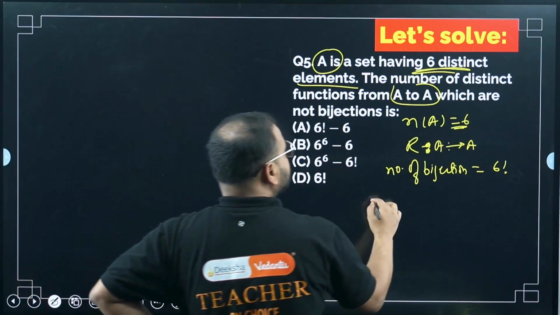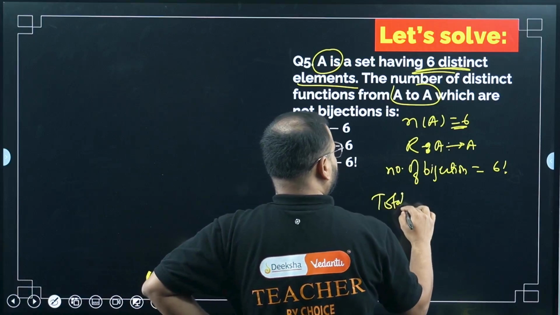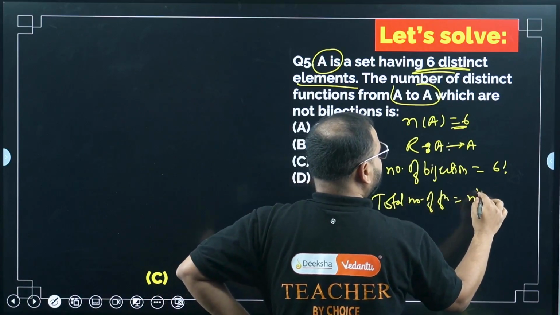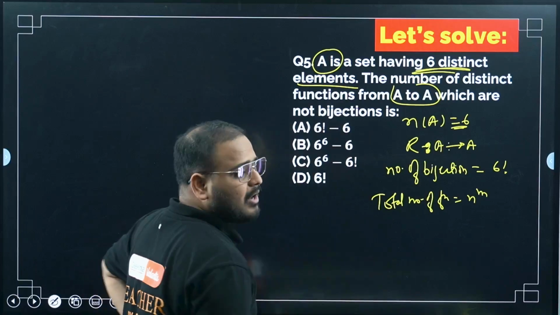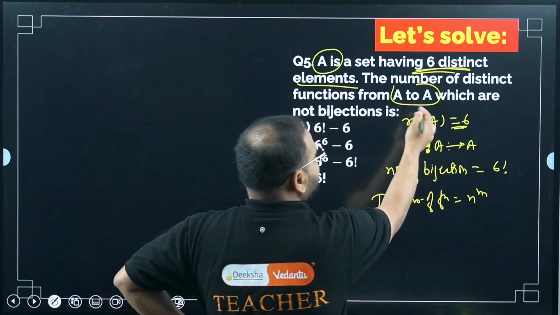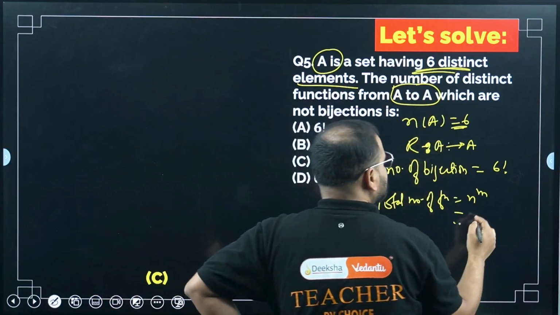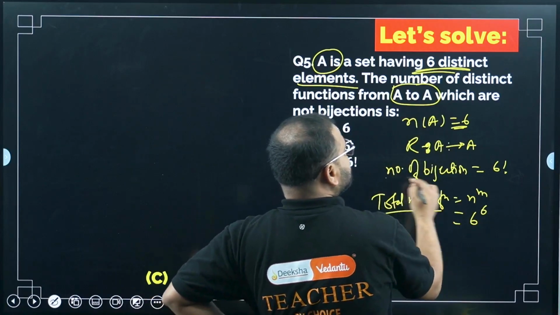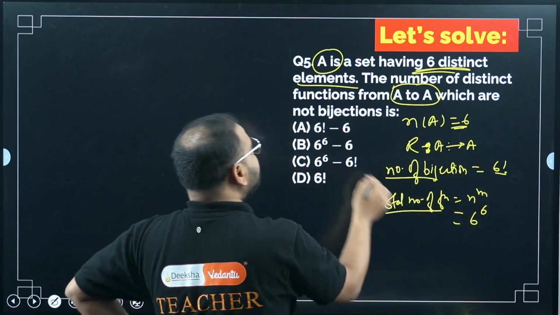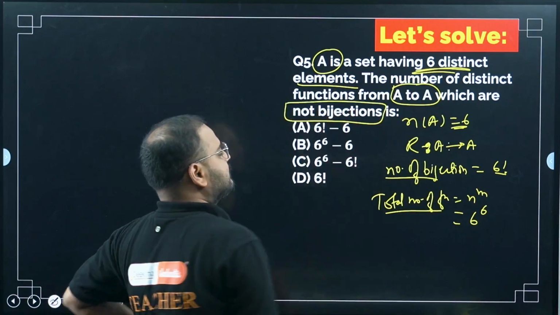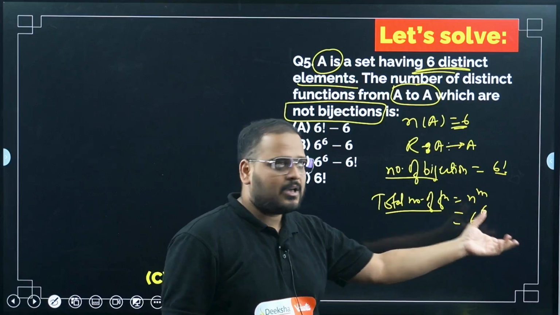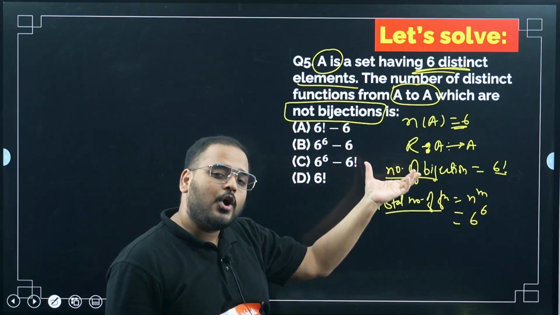What is the total number of functions? The total number of functions was n power m. But in this case, n and m are both the same, because it's on the same set, A to A. So I can write this as 6 power 6. The total number of functions is this, and the total number of bijections is 6 factorial. I'll repeat. Total number of bijections is 6 factorial, total number of functions is 6 power 6. Then what are the functions which are not bijections?